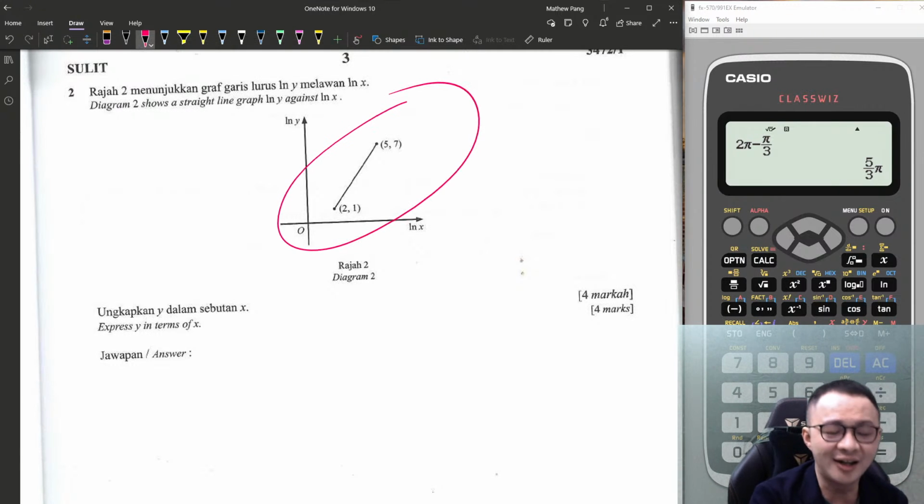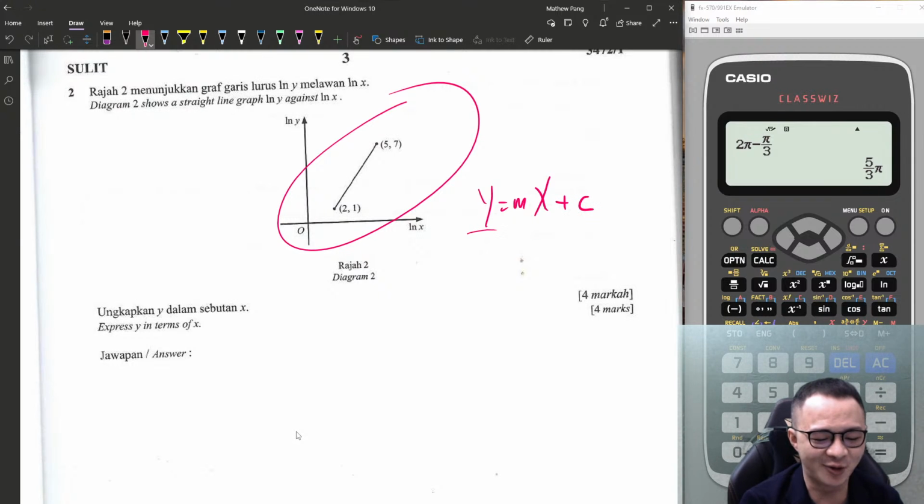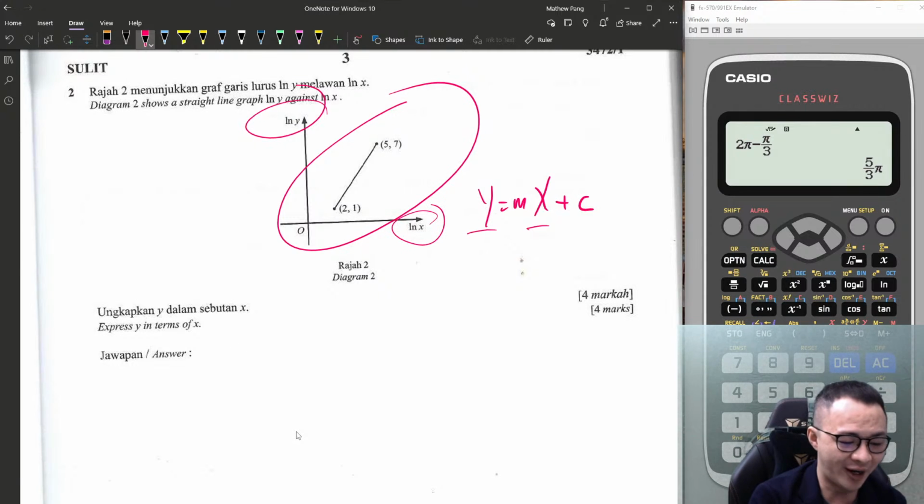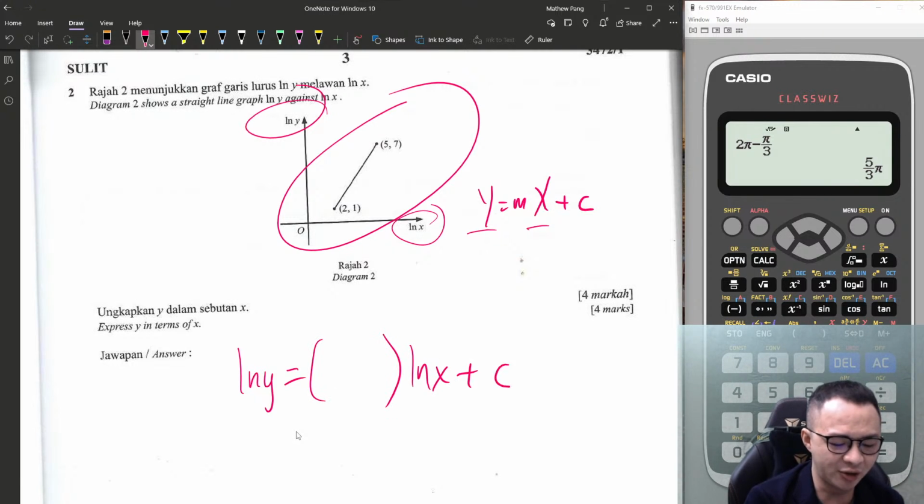Because this one is a straight line. Whenever it is a straight line, we have a formula for it, isn't it? Linear equation. What's the linear equation? y equals mx plus c, right? You can see my y and x is quite big because I'm going to see what is my y-axis and x-axis. My y-axis is ln y. m is the gradient. It's easy, I can find my gradient here. And x is ln x. c I do not know, so I'm going to write plus c.